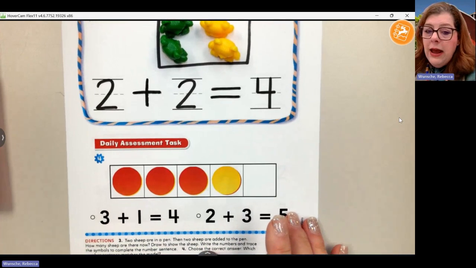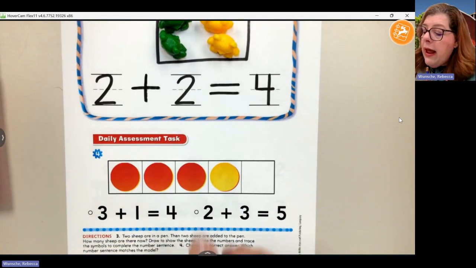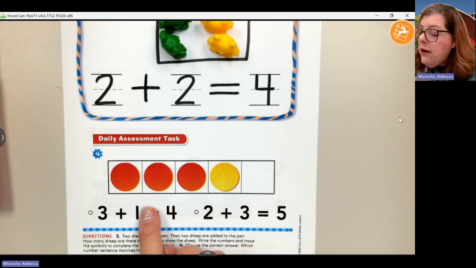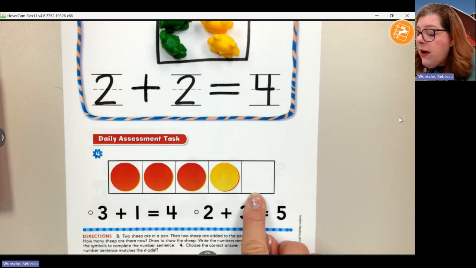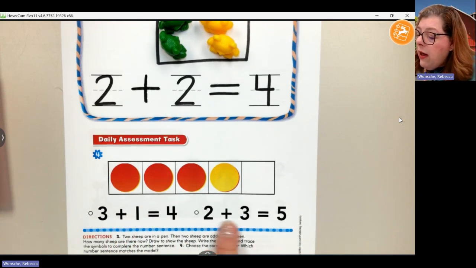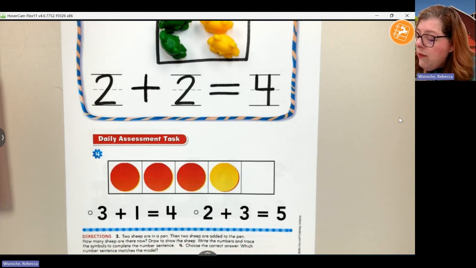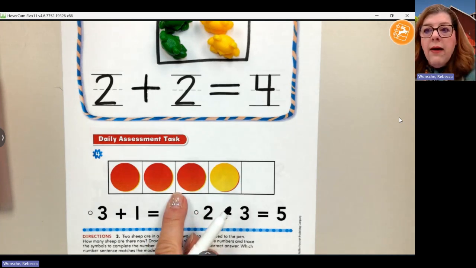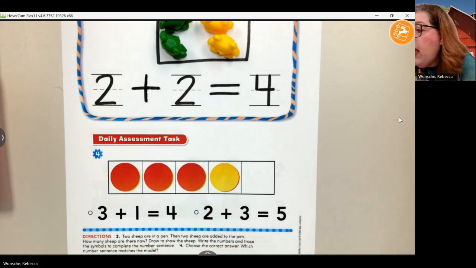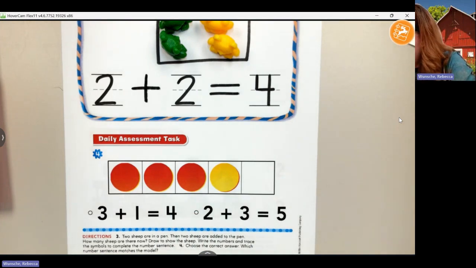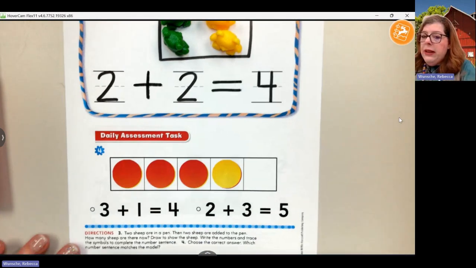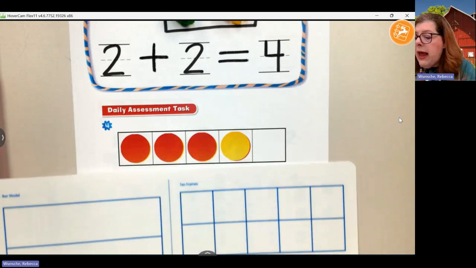All right, let's look down at the bottom. Now we have some work in our 10 frame, actually our 5 frame down here. And our 2 number sentences, it's asking us which one of these number sentences is correctly showing what we have in our 5 frame. I'm going to get out my 5 frame and we're going to build this and we're going to really take a look at it and see what we have.